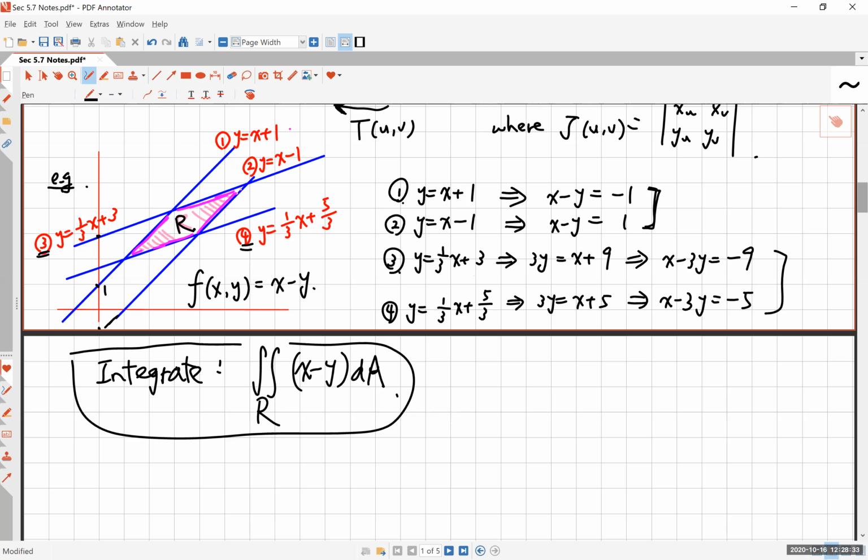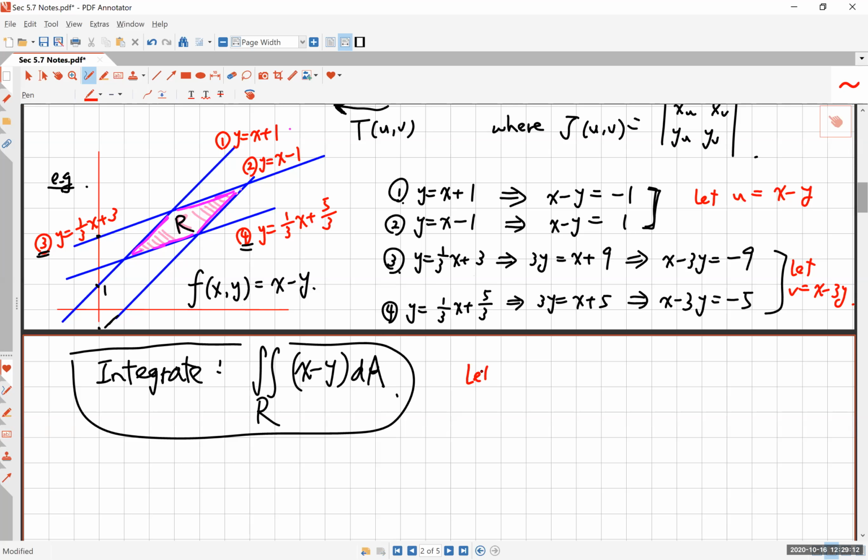Okay, so what is that? As it appears right now, R is a difficult region to define in terms of x and y, right? So we are going to do a transformation. You know what the transformation is here? I am going to let u be x minus y, because then you can say u goes from -1 to 1. And then I'm going to let v be x minus 3y, because then I can let v go from -9 to -5, right? So that's a start, okay?